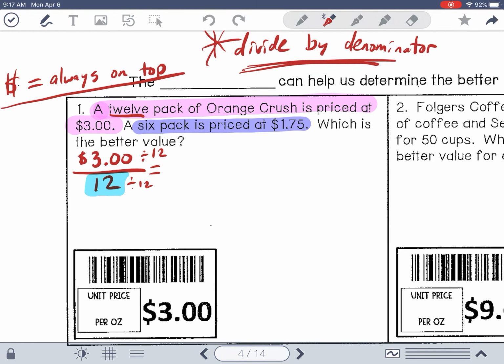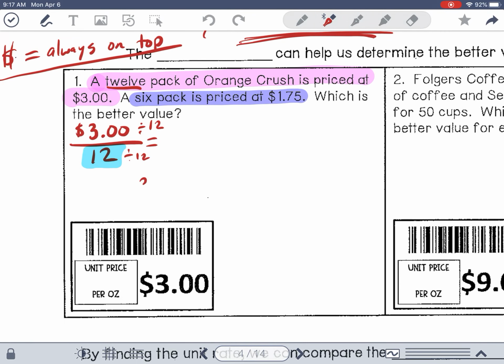So when you divide by 12, I'm going to make this easy for you. This is why we went back earlier to talk about adding, subtracting, multiplying, and dividing decimals. So you would say $3 divided by 12, so 3.00 divided by 12. I'm not going to do it right this moment, but this answer ends up being equal to 0.25 for 1 can. That is 25 cents for 1 can of Orange Crush.